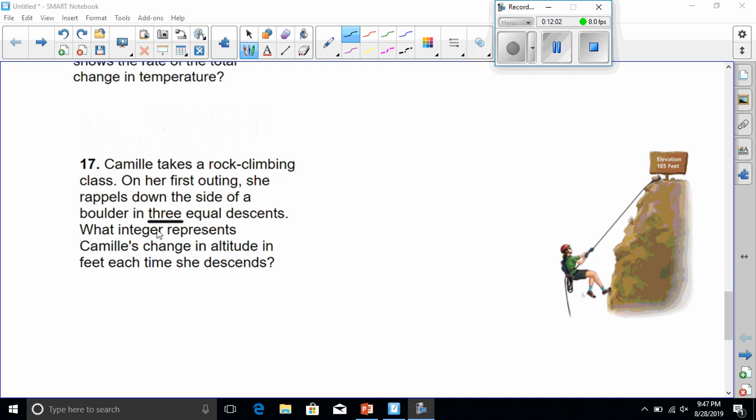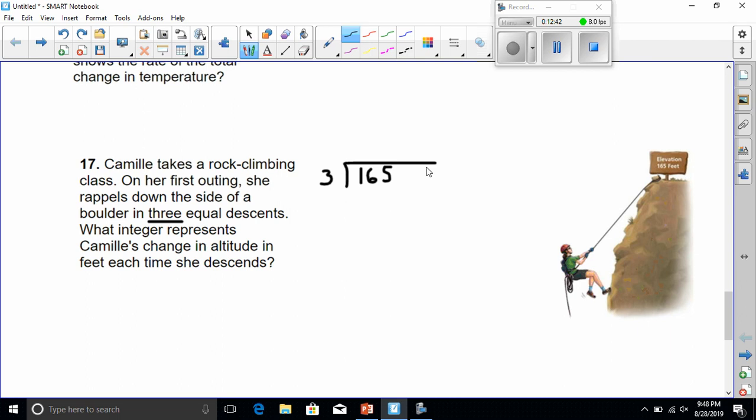Looks like I was right. There's a picture that goes with this when I found it, so I pasted it in. It says the elevation is 165 feet. Well, now that Camille, let's see, we know that on her first outing, she rappels down the side of a boulder. This is the boulder. 3 equal descents. What integer represents the change in altitude in feet each time she descends? Well, that means we're going to take 165 and we are going to divide it by 3.